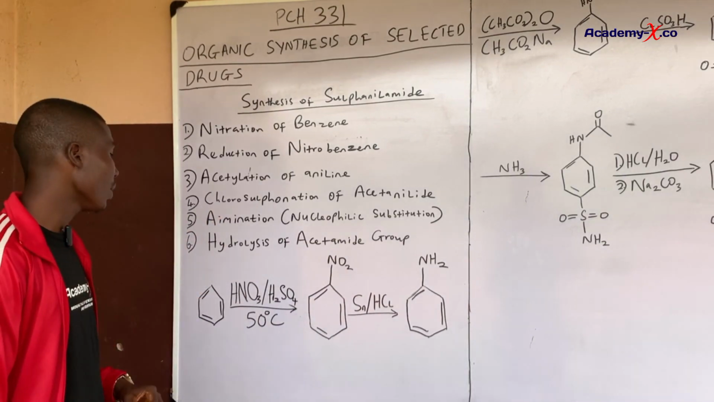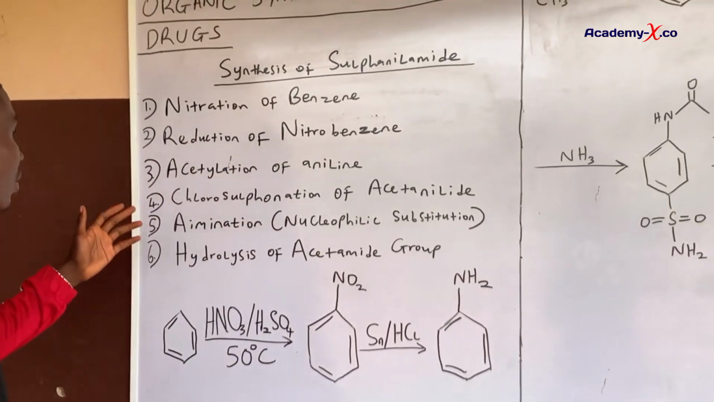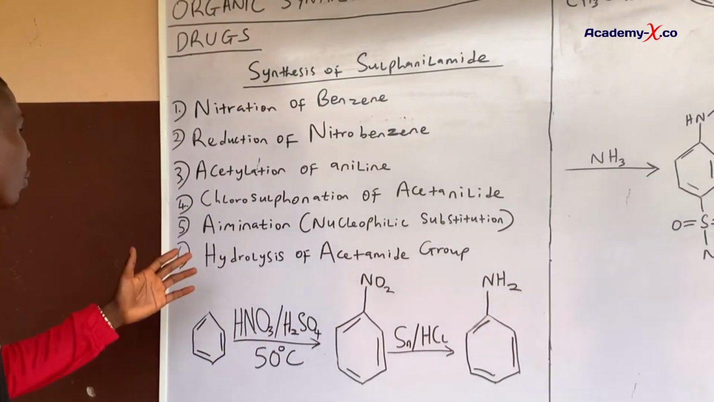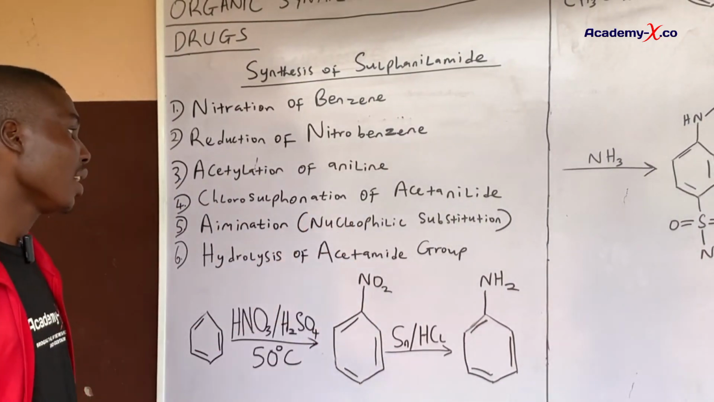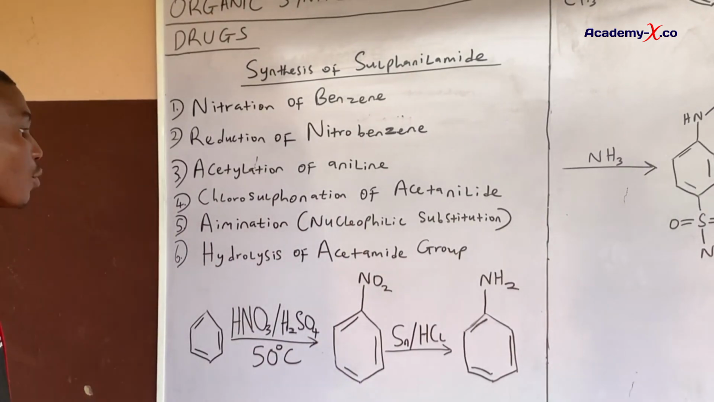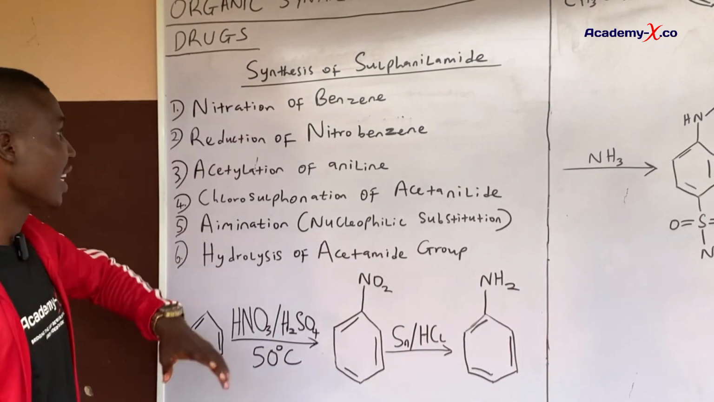All right, so the first step we have in the synthesis of sulphanilamide is the nitration of benzene. Second step is reduction of nitrobenzene, then acetylation of aniline, chlorosulfonation of acetanilide, and then amination, and then hydrolysis of the acetamide group. So the first step I said is nitration of benzene.